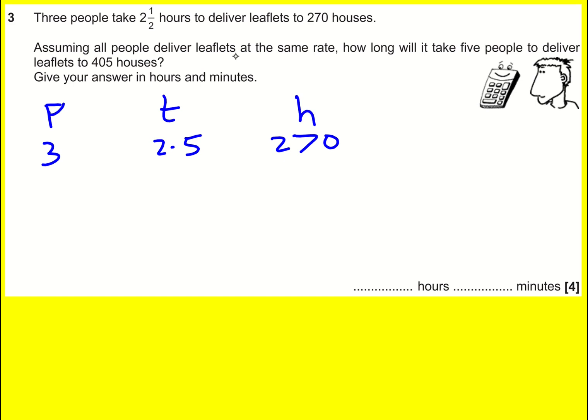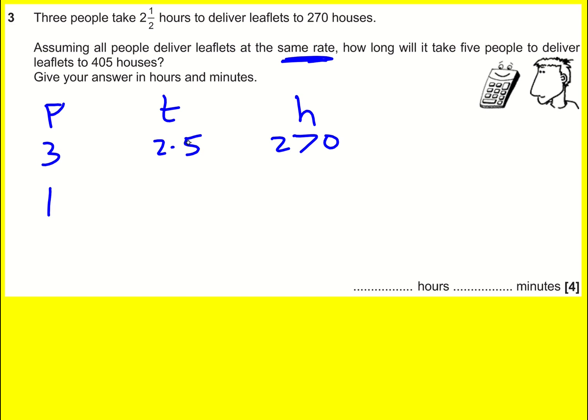Assuming all people deliver leaflets at the same rate, how long will it take 5 people to deliver leaflets to 405 houses? So we need to think about whether doubling the number of people will double the time or will it halve the time, etc. So first of all, let's work out the number of people. If I had one person, I think it's best to do it this way. Just work out what one would take.